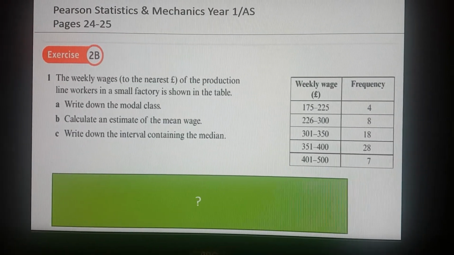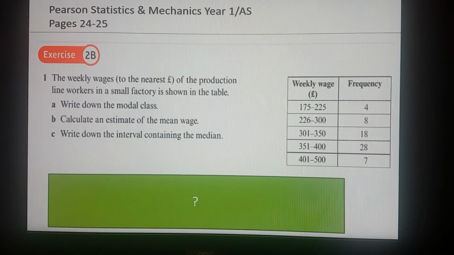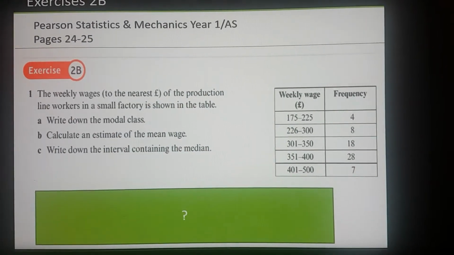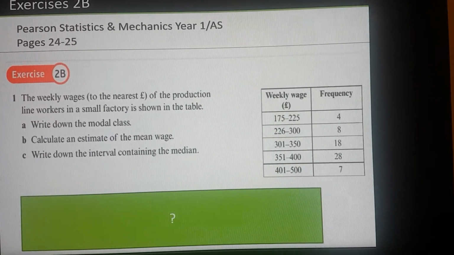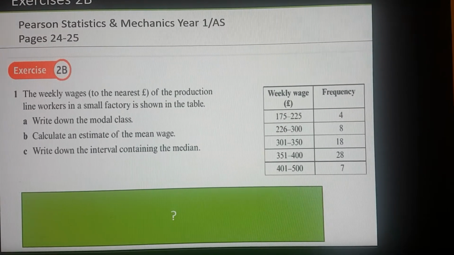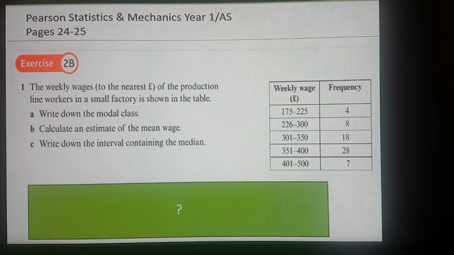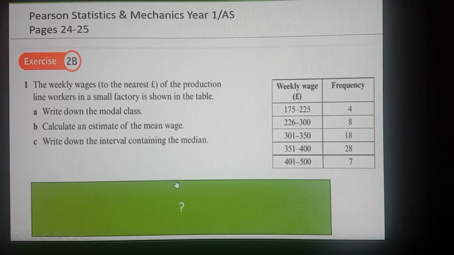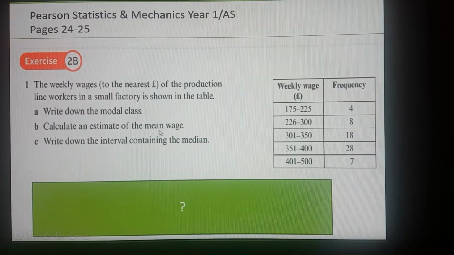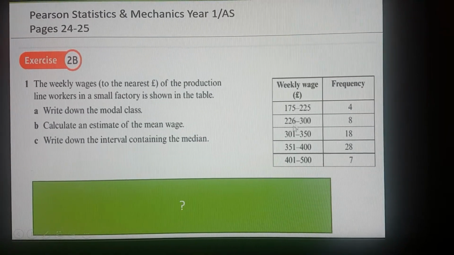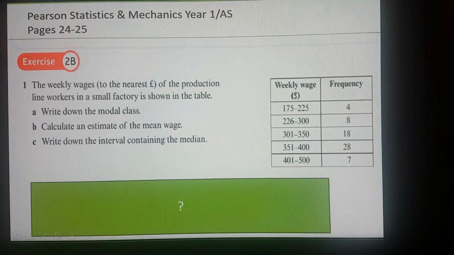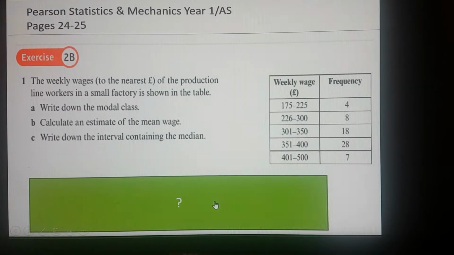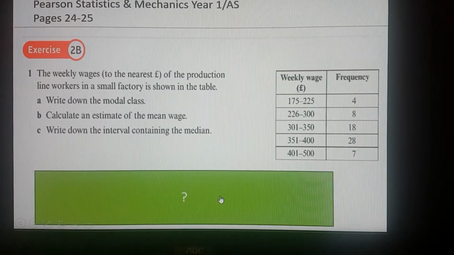Obviously, please start using the calculator in stats mode. Whenever I say calculator, I mean stats mode. The modal class, we know what it is. That's the class with the most frequency. In this case, it's going to be 351 to 400. An estimate of the mean wage: we know how to do it. We need to find the midpoint of each one, and then you know how to do the rest. Pause it. Check your answer.